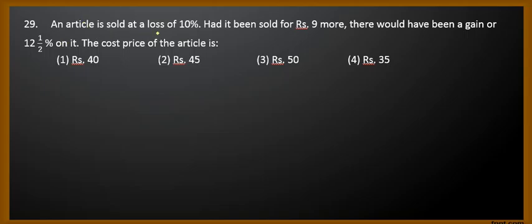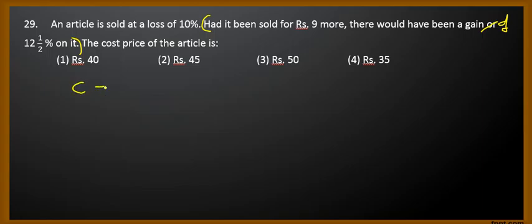An article is sold at a loss of 10%. Had it been sold for 9 rupees more, there would have been a gain of 12.5% on it. The cost price of the article is. See here, he has given a conditional statement. Had it been sold for 9 rupees more, there would have been a gain of 12.5%. But the actual one is sold at a loss of 10%. Instead of that, if he had charged 9 rupees more, he would have gained 12.5%. That is what the question is.